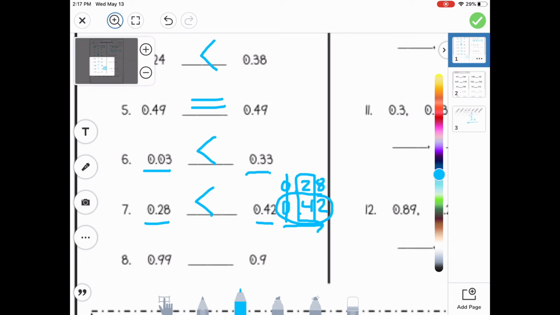That is much larger. The same thing for the problem above. I could have stacked 0.03 and 0.33, and then compared from left to right. So in the ones place, they both have nothing. But then in the tenths place, I see that 3 is bigger than 0. So 33 hundredths would be bigger than 3 tenths.